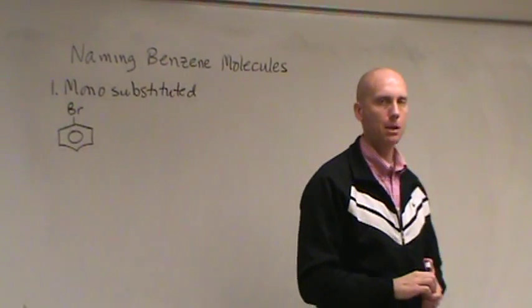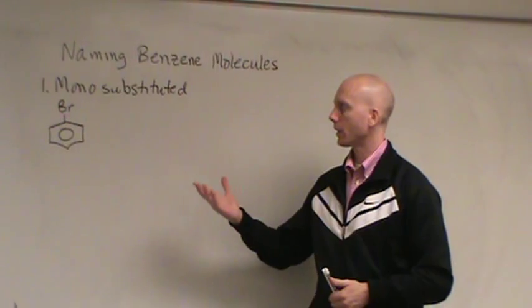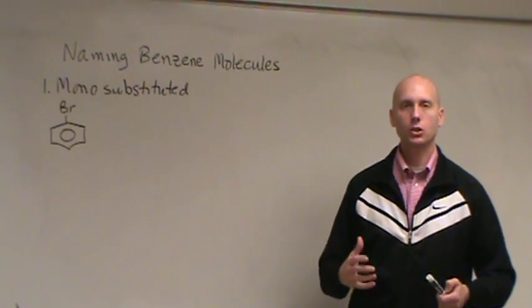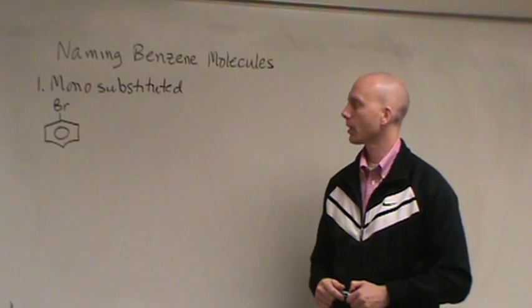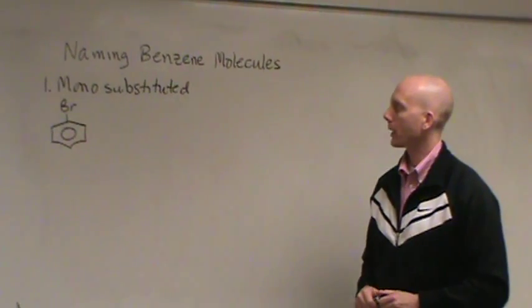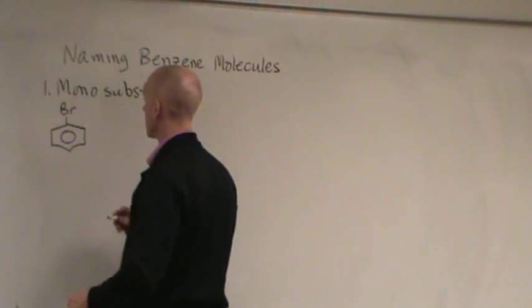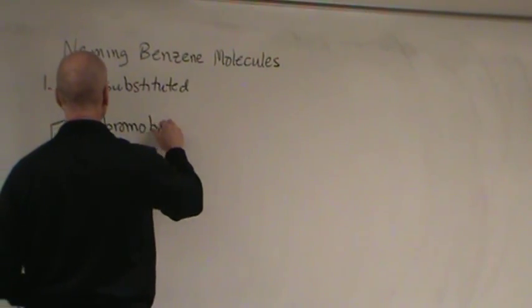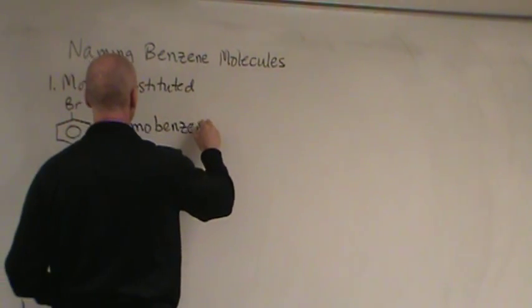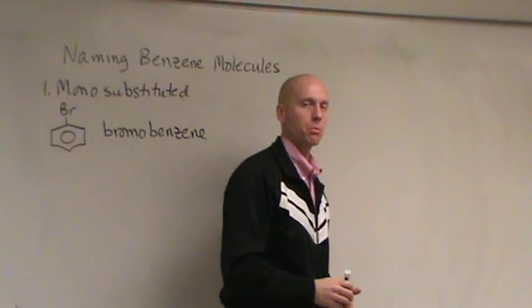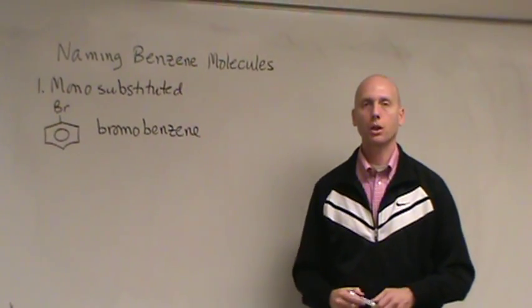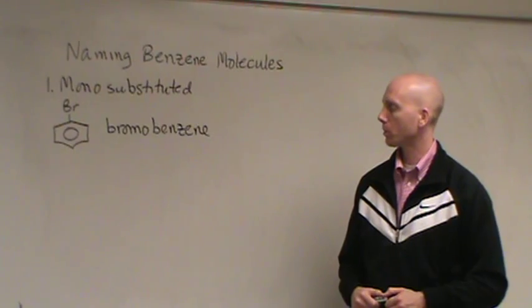And when we name benzene molecules, what we will typically do is just draw the circle inside benzene just to make it easier to draw. So if you had a bromine on the benzene, just like you might think of how to name it, you would just put bromo in front of benzene, so you'd have bromobenzene.